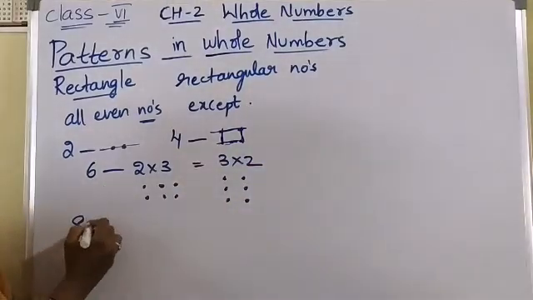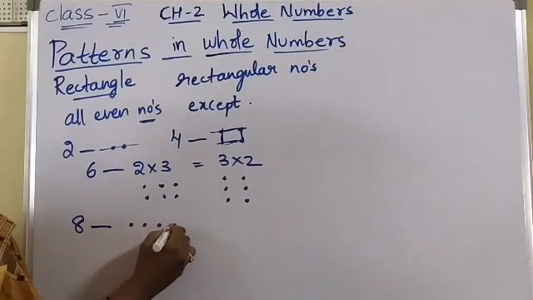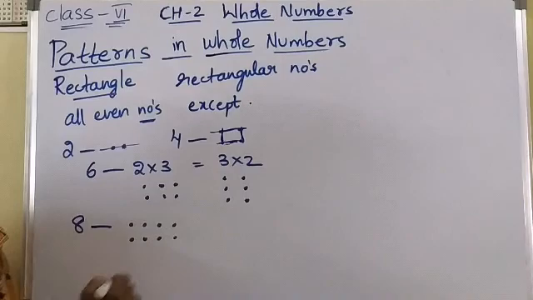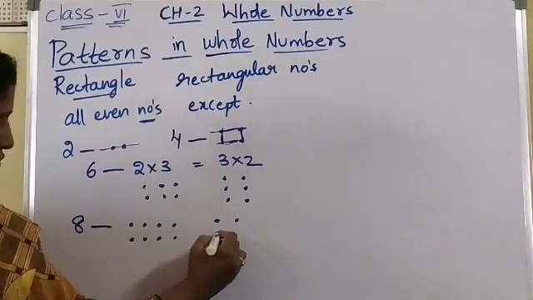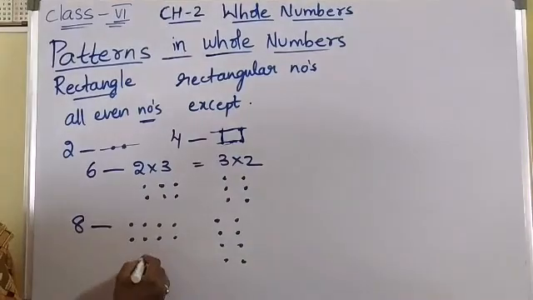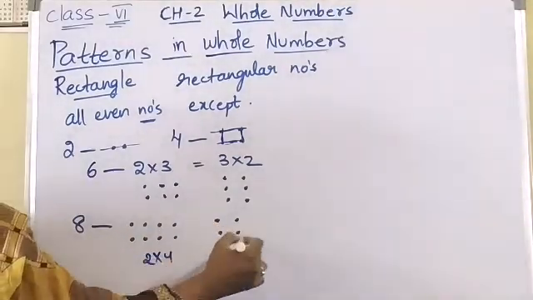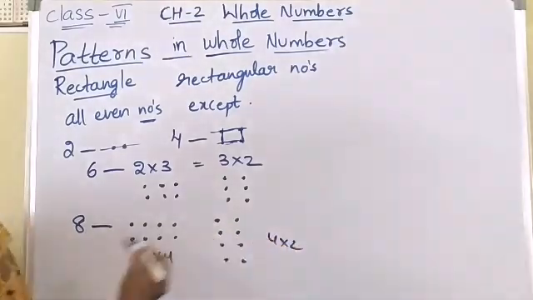And next is 8. How can you represent 8? 1, 2, 3, 4, 5, 6, 7, 8 this way, or 1, 2, 3, 4, 5, 6, 7, 8 the other way. Here, how many rows are there? 2 rows. How many columns are there? 4 columns. Here, how many rows? 4 rows and 2 columns, right?